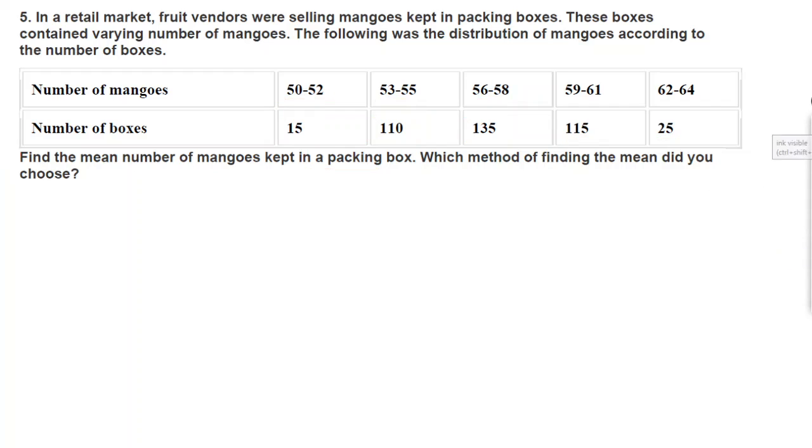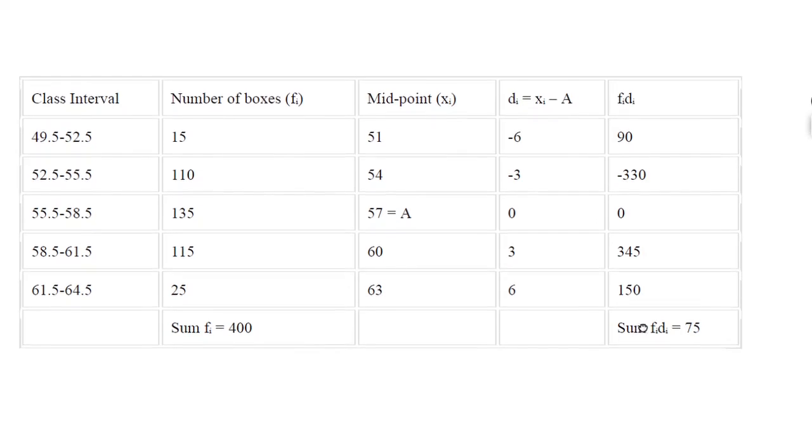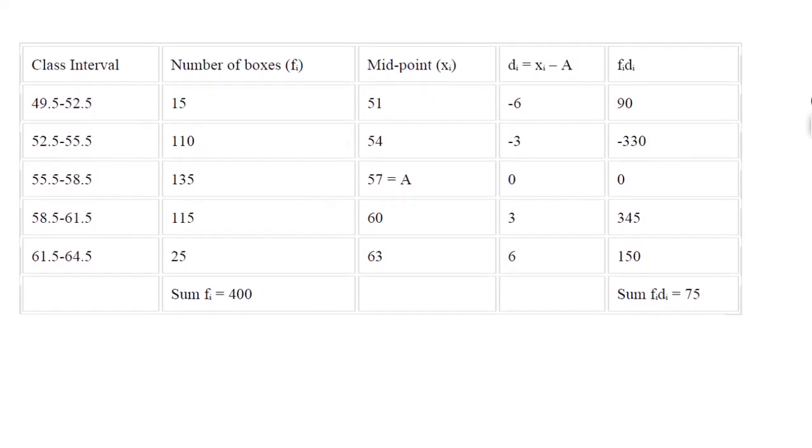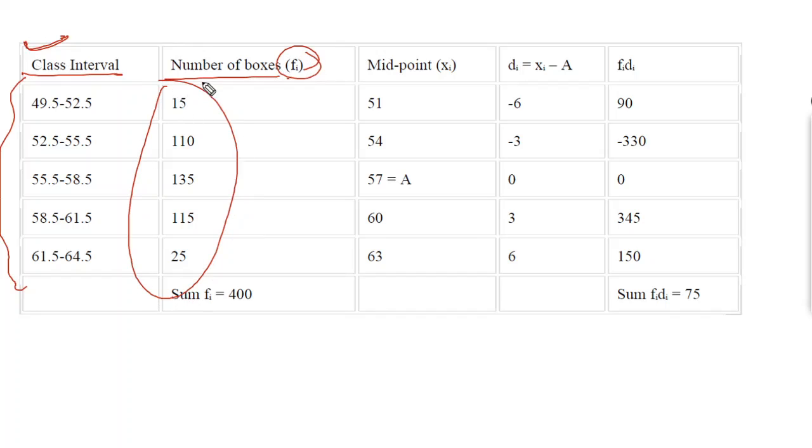We have three methods, so you can choose any of them. We will choose the assumed mean method here. First of all, we have to write the class interval; you know that we just have to copy it. Now, the number of boxes, that is your fi, is also given to us. You have to copy it.